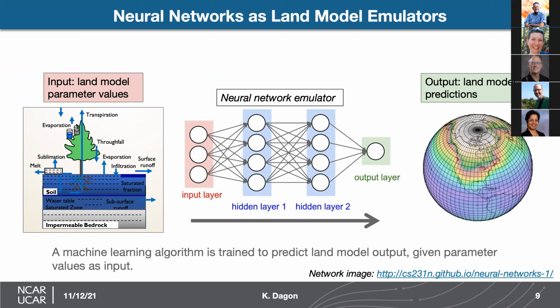So what I'm going to talk about is some work where we built an emulator based on a neural network to take model parameter values as input, the 6 parameters that I mentioned a few slides ago, and then predict a set of specific metrics from the land model.